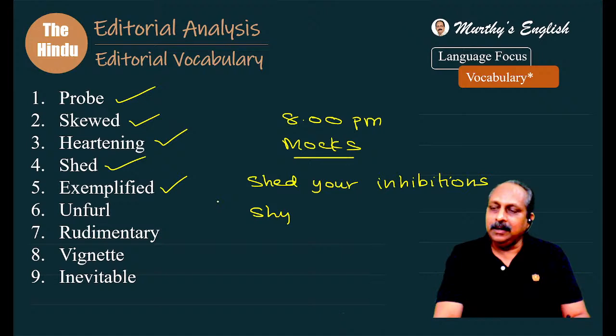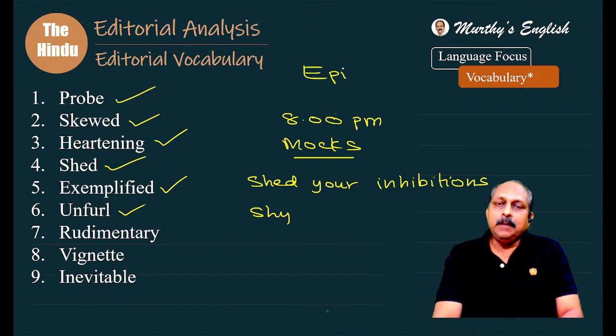Exemplify, be a typical example of something. Unfurl, open up, unfold, goes with a flag or a piece of cloth. Epitomize, very good. Who is that? Divya. I appreciate that. Be a typical example. Epitome, that's an important word. Epitome of something means what?